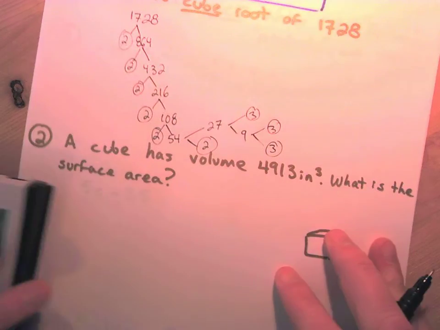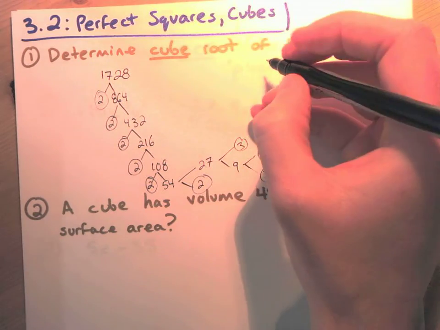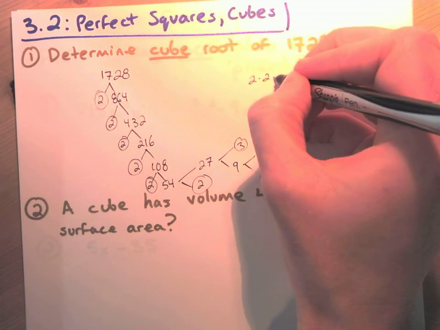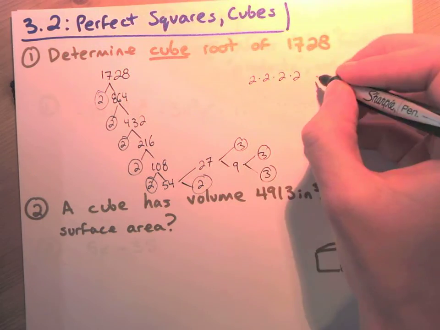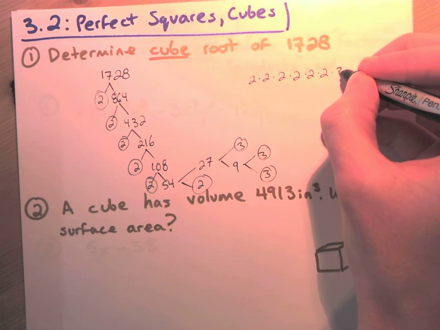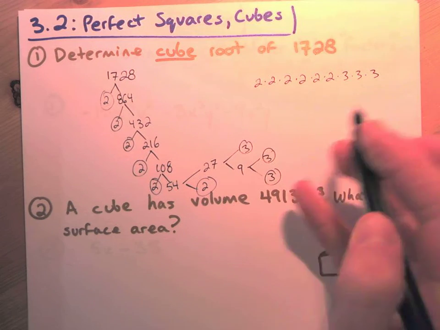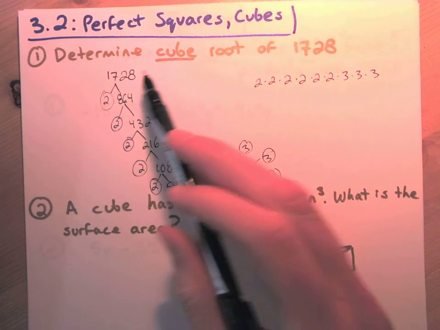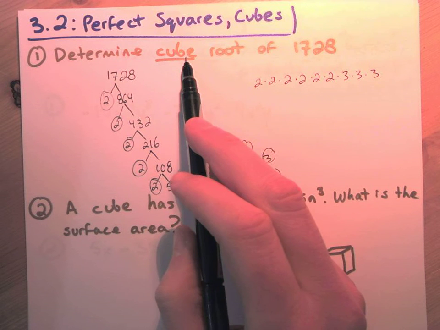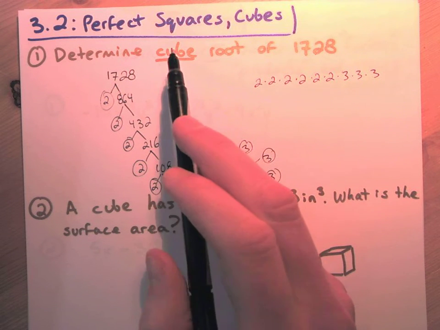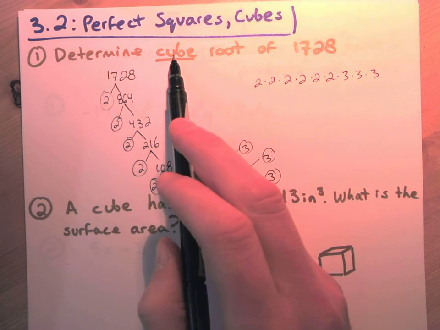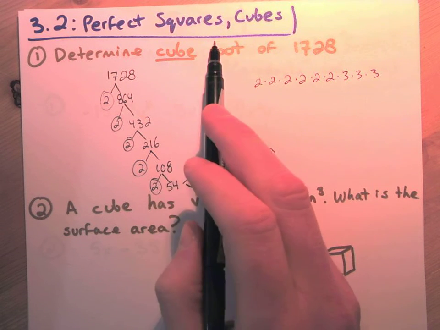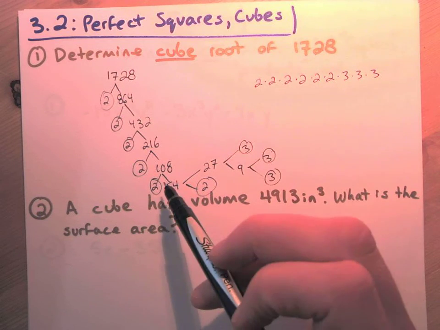Okay, so I prime factored it into that. So let's write it out: 2 times 2 times 2 times 2 times 2 times 2 times 3 times 3 times 3. Okay, so we have all this. That's the same as 1728. So it's saying, what's the cube root of 1728? It means what number multiplied by itself 1, 2, 3 times will give you 1728.